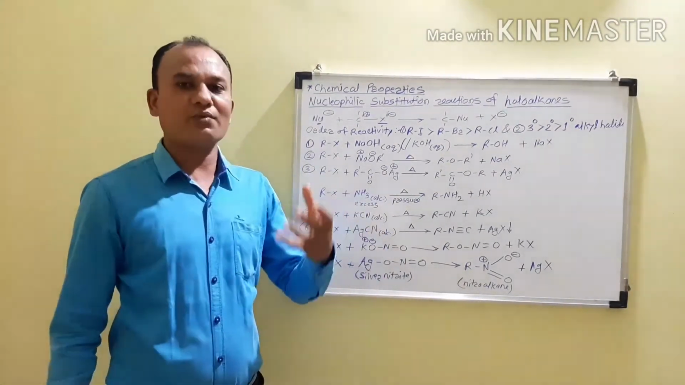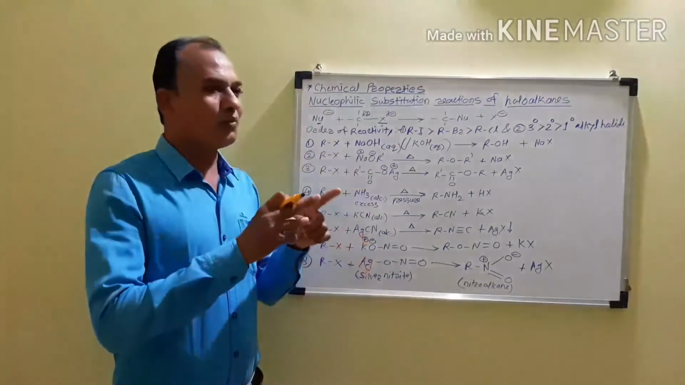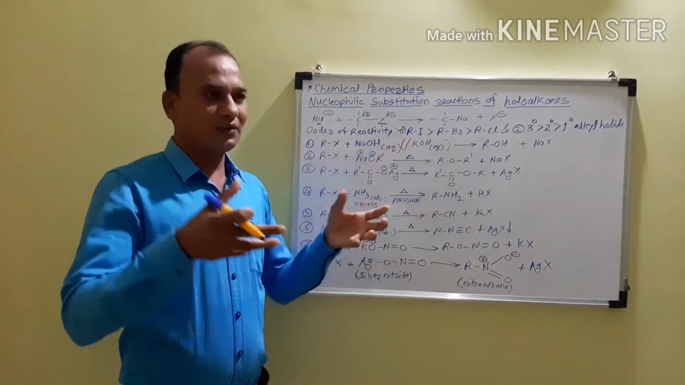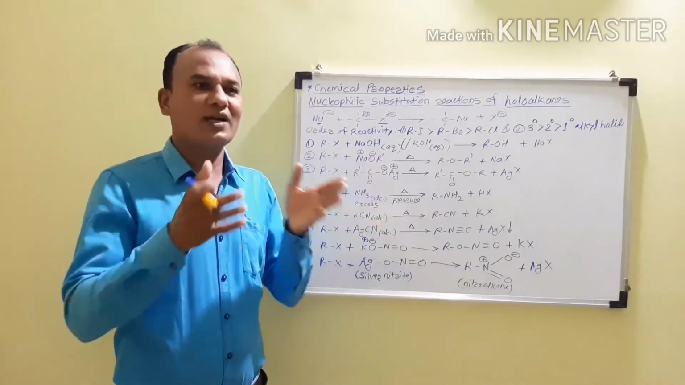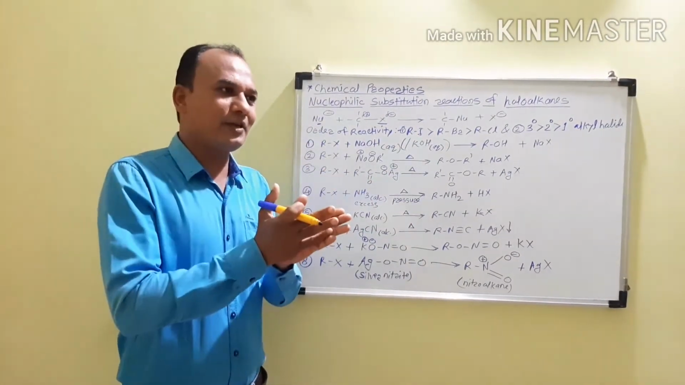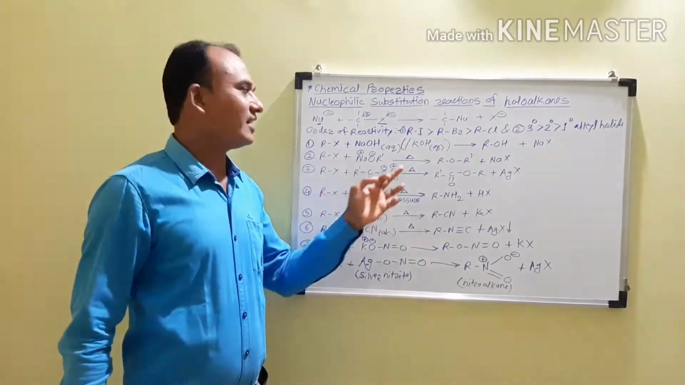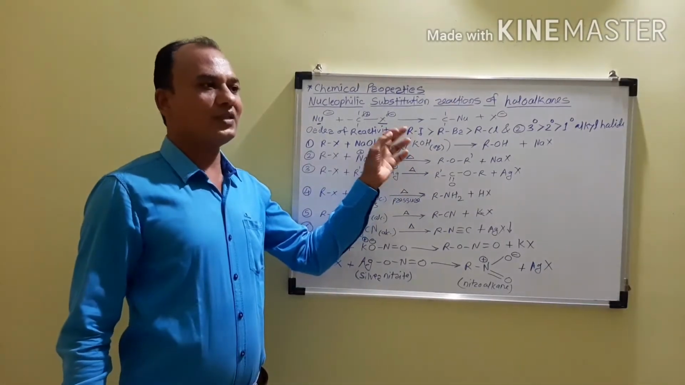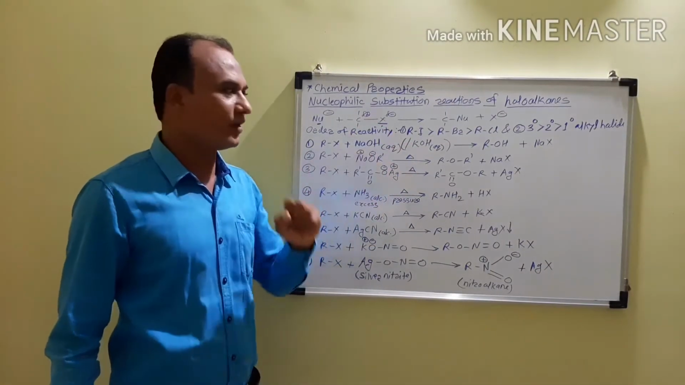Now why is it fast? As you know, the bond between carbon and iodine is weak because, due to the size of iodine, the bond length is more, and therefore this bond is weak. It can easily break, and therefore the nucleophile can easily attack the carbon atom in the alkyl iodide, and therefore it gives a fast reaction.